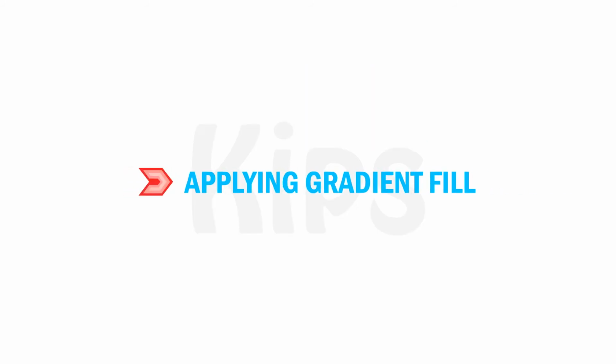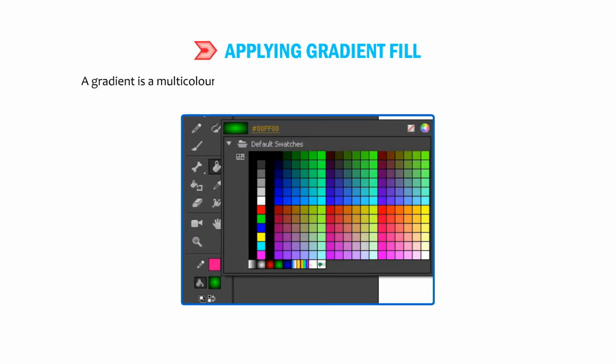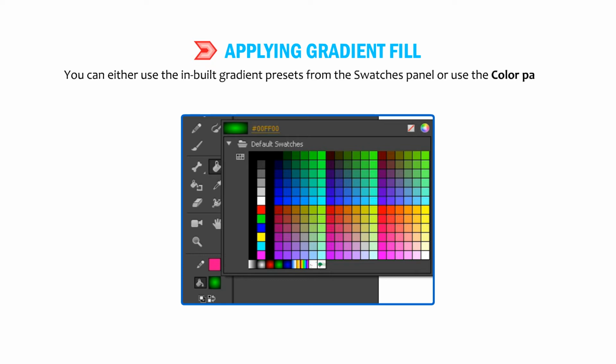Alright, let us understand how to apply gradient fill. A gradient is a multicolor fill in which one color gradually changes into another color. Gradients are formed by mixing two or more colors in an object. You can either use the inbuilt gradient presets from the Swatches panel or use the Color panel to create your own gradients and add them to the Swatches panel.